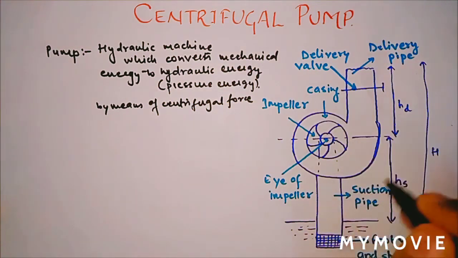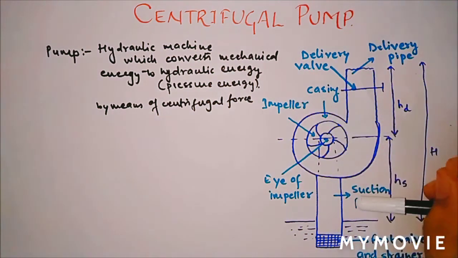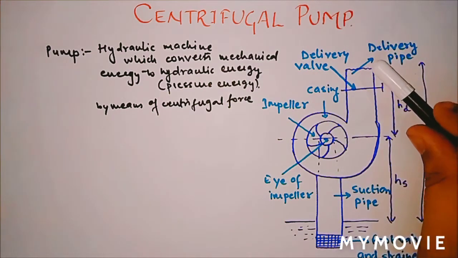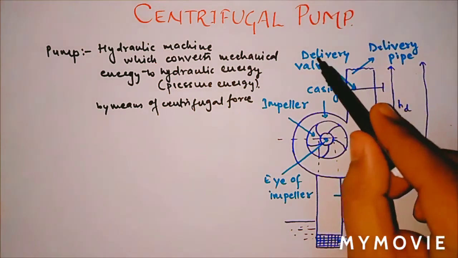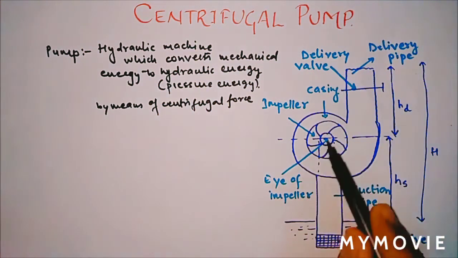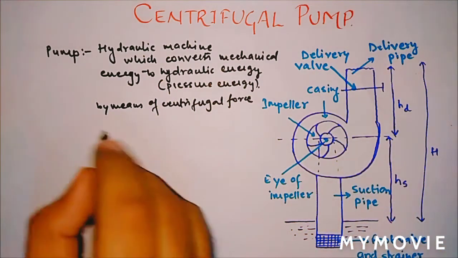Right here you can see the construction of centrifugal pump. The main parts of centrifugal pump are casing, impeller, suction pipe and delivery pipe. Here we have foot valve and strainer, here we have the delivery valve, and this is the eye of impeller. Before moving to the working, we'll discuss the principle.